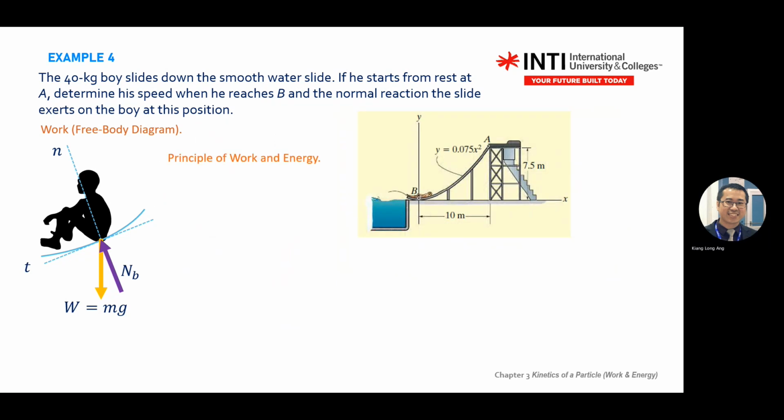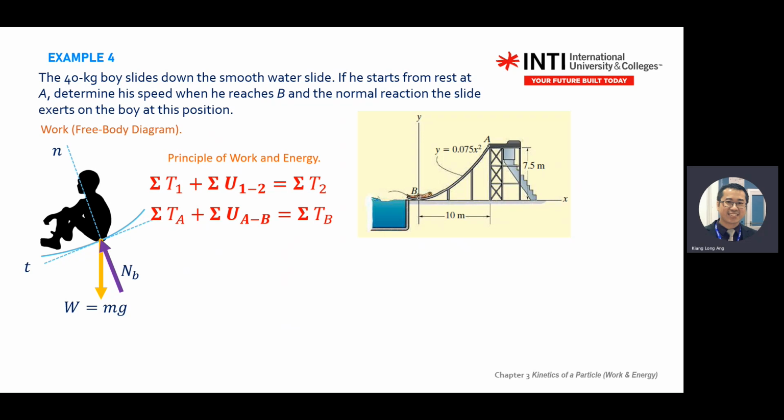So we look at A. Principle of work energy, still same. Kinetic energy before plus work done equal to kinetic energy at point 2. Work this one out. Okay, what is the kinetic energy at 1? 1 means A. 2 means B. Okay, so you write the equation.